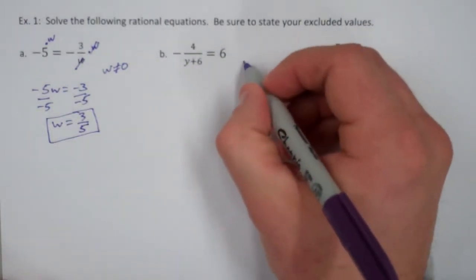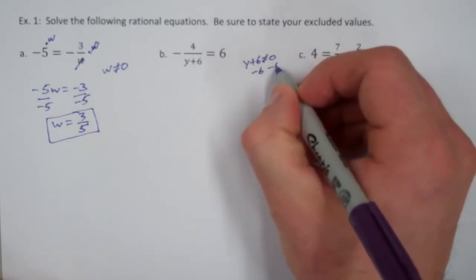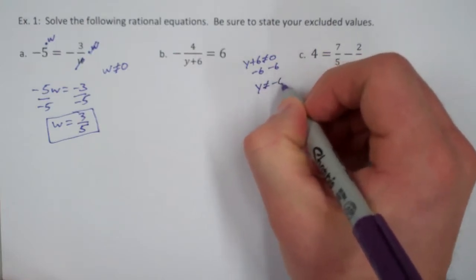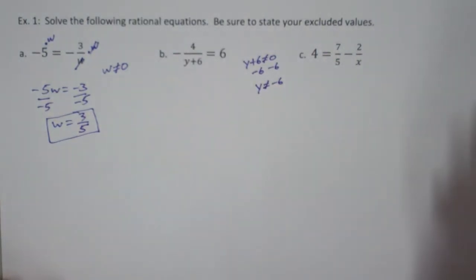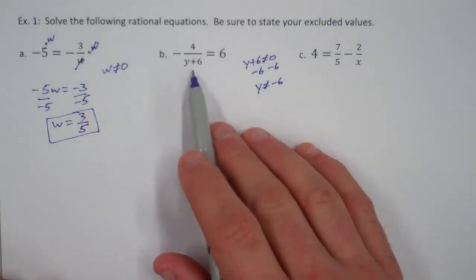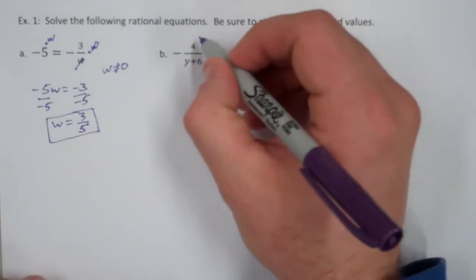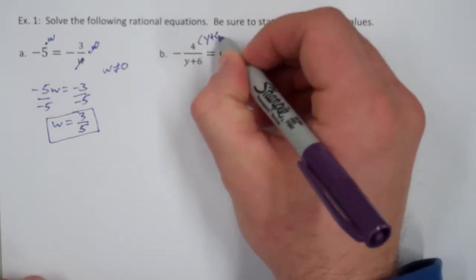The bottom here of this fraction, the denominator, cannot be 0, so we know that y can't be negative 6. Even if we find negative 6 to be a solution, we know that it actually can't be that value. As we solve this, I think I'm going to multiply each side here by y plus 6.